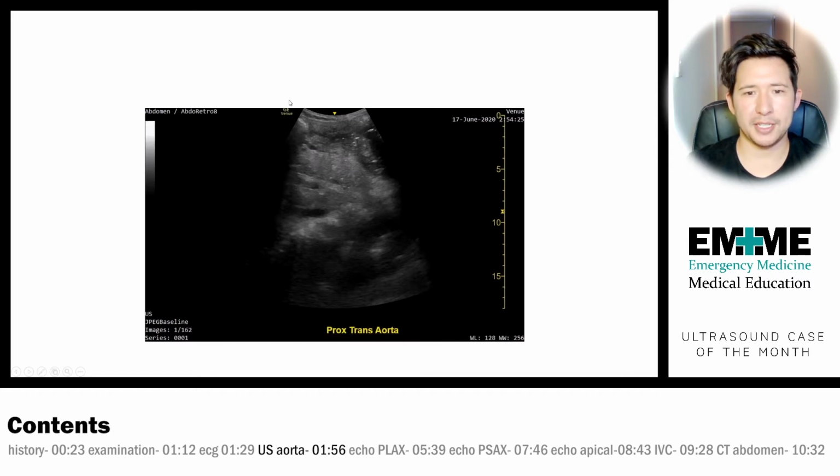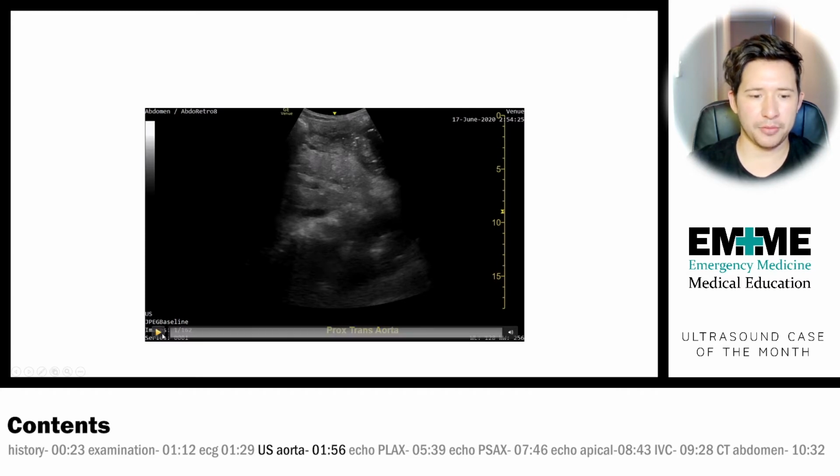The probe is in the lateral position, so the marker's on the right of the patient and on this side of the screen. So this side of the picture is the right of the patient, and this side of the picture is the left of the patient. This is where the skin and the subcutaneous tissues are, and then as we go further down the screen we get deeper and further away from the probe.